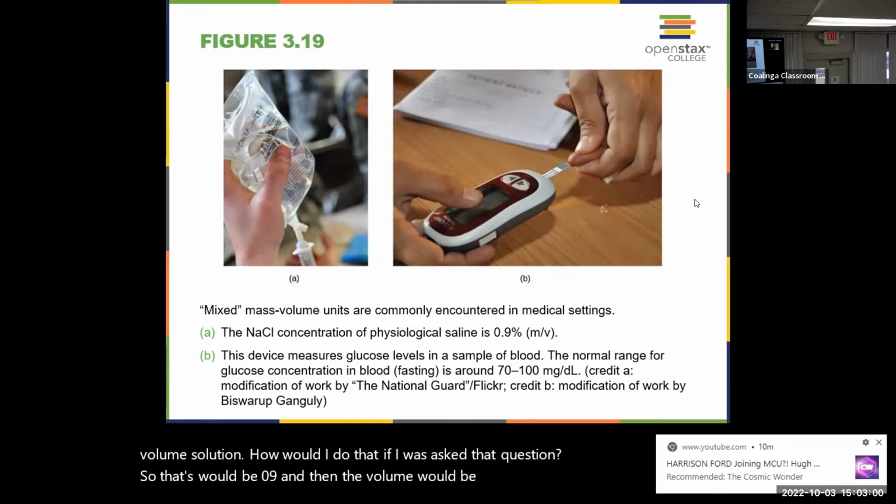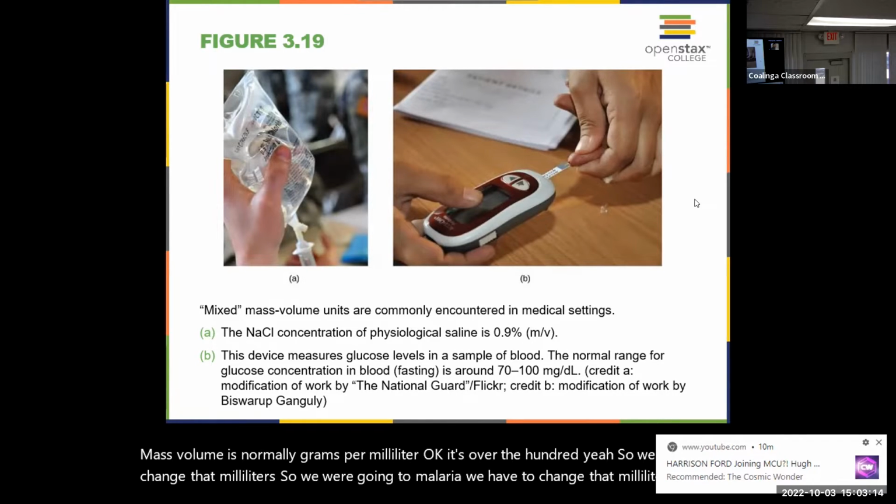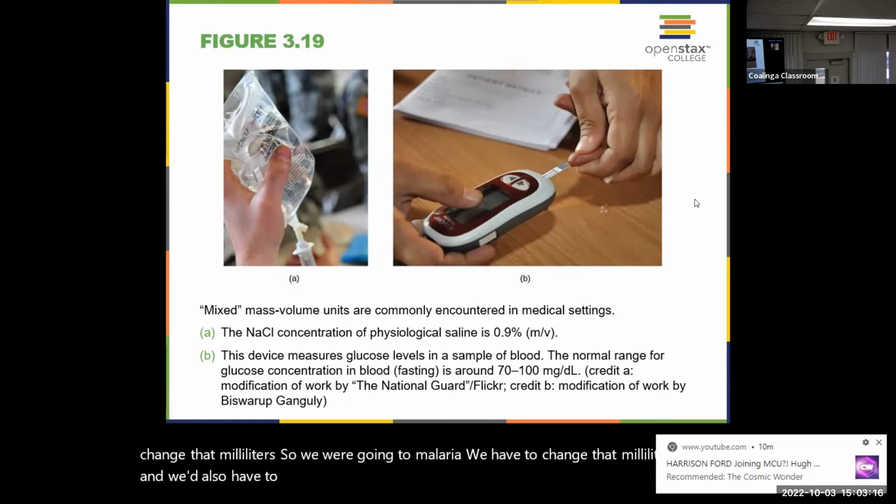does that be liters or? It'd have to be in liters, but this mass volume is normally grams per milliliter. Oh, okay. So over the 100? Yeah, so we'd have to change that. If we were going to molarity, we'd have to change that milliliters to liters. And we'd also have to convert mass to moles. Right? So you could easily convert from one form to the other.